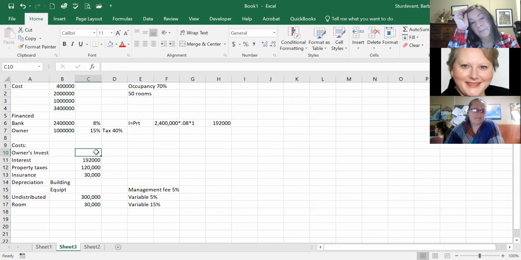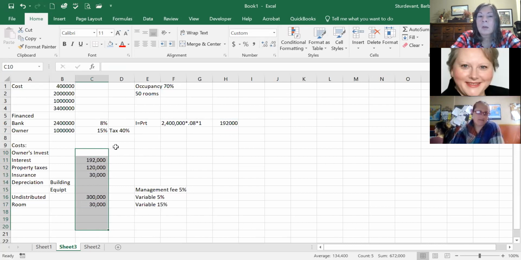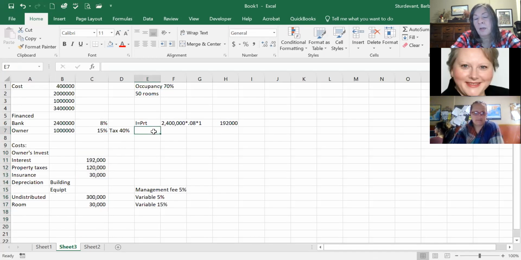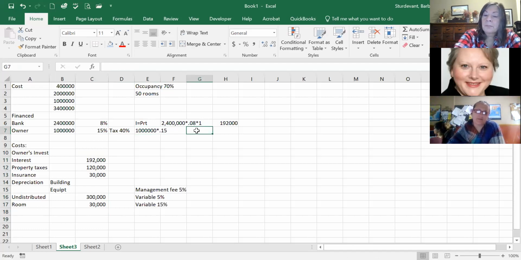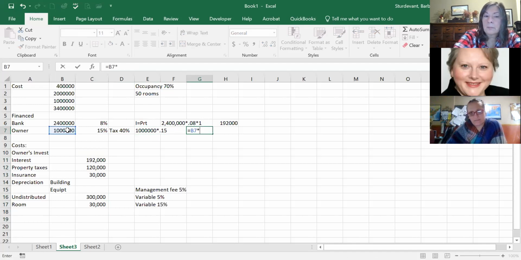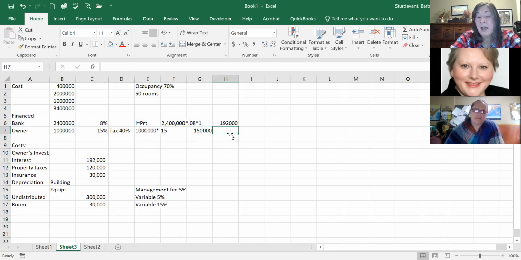All right, now the owner. The owner wants 15% back on his investment, but he wants that after tax. So the amount that goes in here has to be pre-tax. Has to be pre-tax. So the first thing we're going to do is figure out what his 15% is. So we're going to take the 1 million and we're going to multiply by the 15%. Okay. And we get 15,000. That's what they want in their hand. So what we have to do is go figure out what that is before tax.